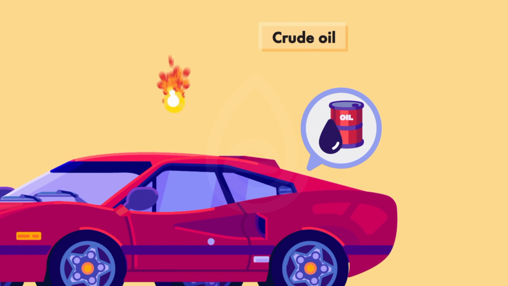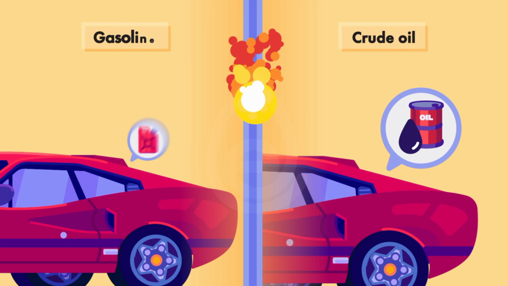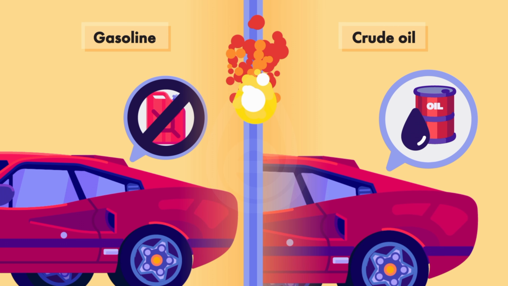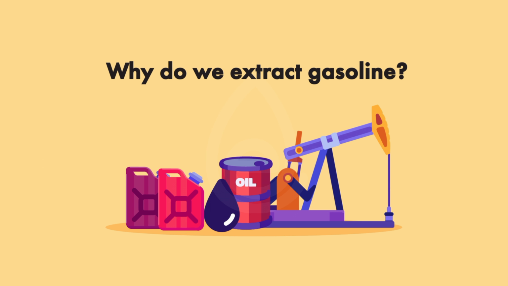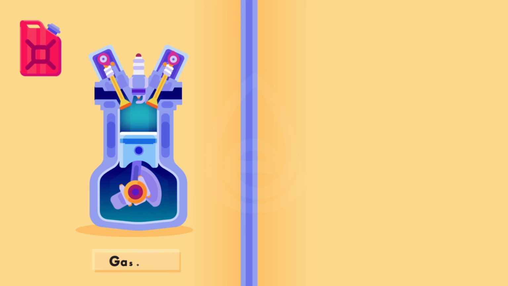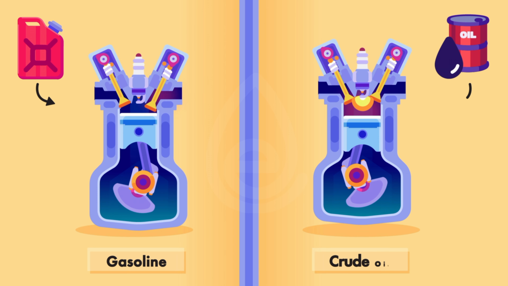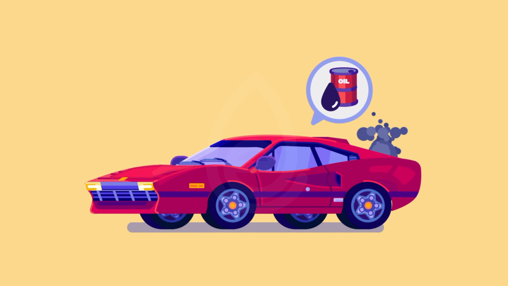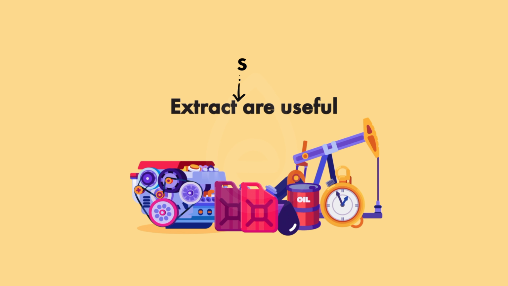But if crude oil can also be ignited and it contains gasoline, why don't we just use that to fuel cars instead? Why do we extract gasoline? The answer is that a car engine relies on a predictable explosion, which gasoline provides but crude oil does not. This highlights a big reason why we make extracts, because they are useful.